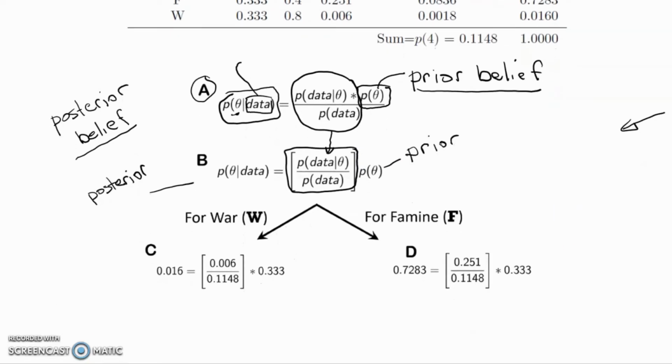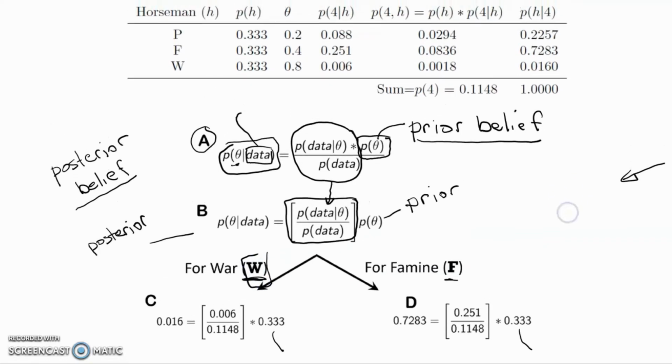And to get a sense of that, let's just look at two of our three horsemen, war and famine, both of which initially would have prior belief of being 0.333, that they were the culprit. So let's start first with war. So let's think about war. So we start off with 0.333. And then we multiply it by this thing here. So what's this thing here?